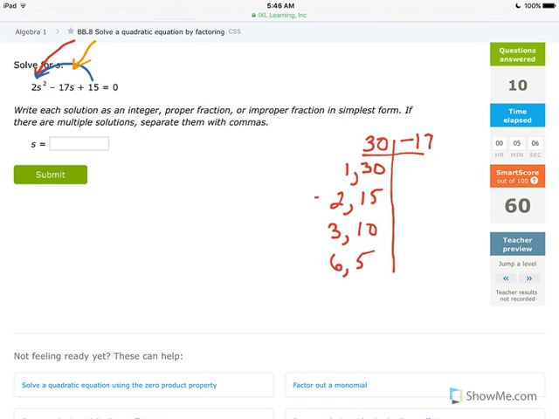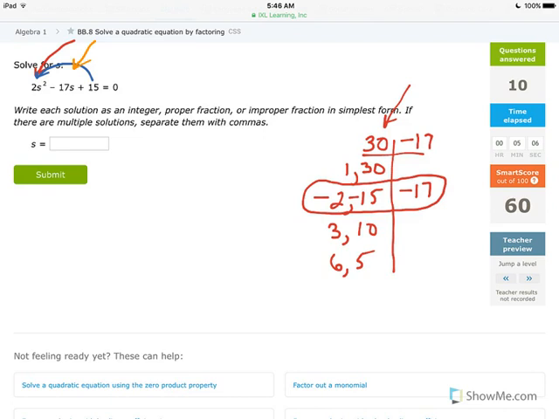So if they're both negative, a negative times a negative is still going to be positive 30, but when you add them, you get negative 17. So that's going to be your correct combination.